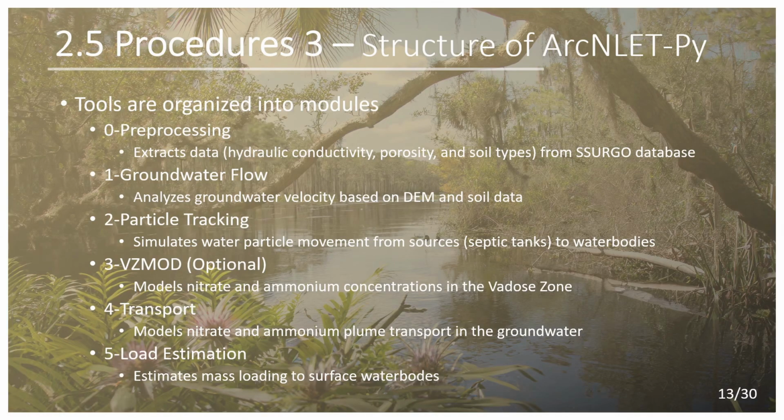Then the vadose zone module is used to model nitrate and ammonium reactive transport in the vadose zone, from the drain field to groundwater. This is an optional module, and the Lakeshore example is a simple demo, so we don't use this module. The transport module is used to model nitrate and ammonium reactive transport in groundwater. And the last module is the load estimation module, and it is used to estimate mass loading to surface water bodies.